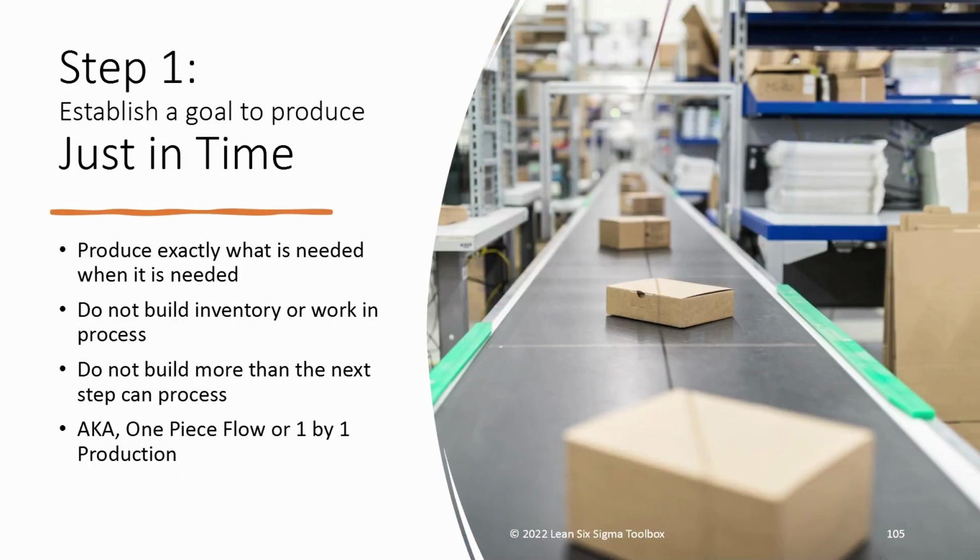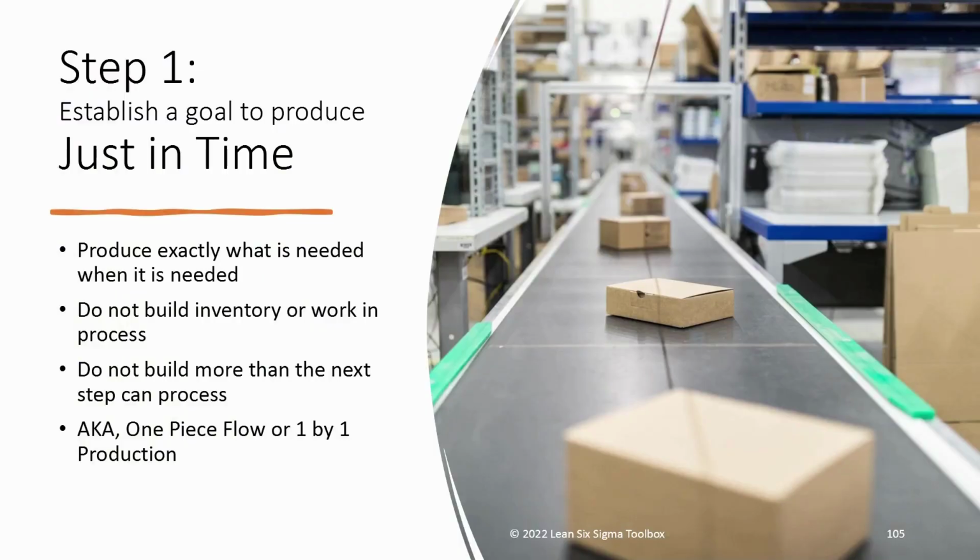Step number one, we need to establish a goal with our team that we are going to produce just in time. This is often a big mental switch for people. They're used to producing in big batches. They're used to scheduling a certain way. So we need to start the project off in the define phase by agreeing as a team that our goal is to do what Toyota and other lean companies do, which is to produce exactly what is needed when it's needed just in time. Another term for this is one-piece flow, or what we call one-by-one production.